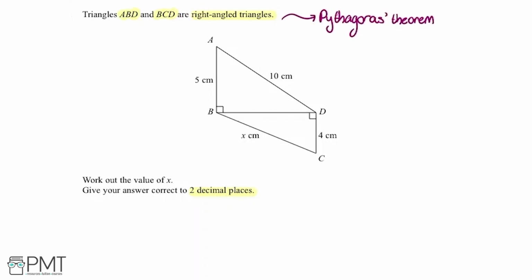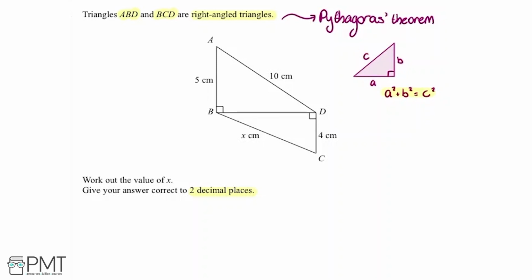Now, a quick reminder of what that is. This works with right angle triangles. So if we take this side here to be A, this side here to be B, and this side here to be C, it states that A squared plus B squared equals C squared. So if we know these 2 lengths here, we can work out this length.